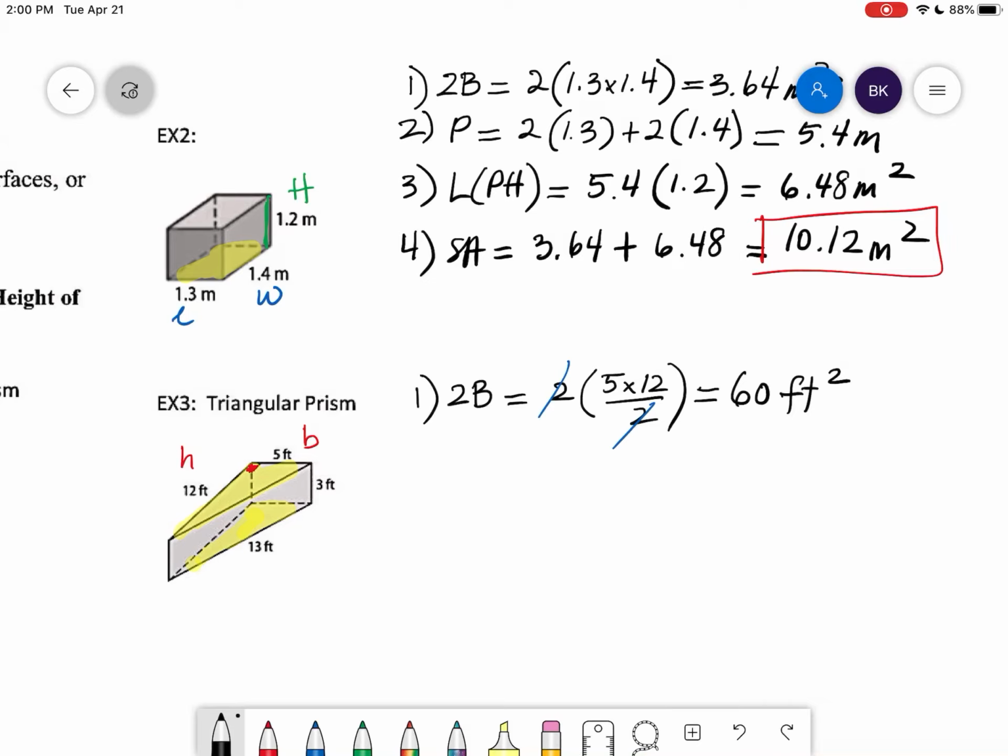The second step is to find the perimeter of the triangle, and that is, again, please remember, perimeter of the triangle, which is the base. So we're looking at 1, 2, and 3 sides, right? 3 sides. So 12 plus 5 plus 13, which should give me 30 feet. My third step will be lateral area, or PH.